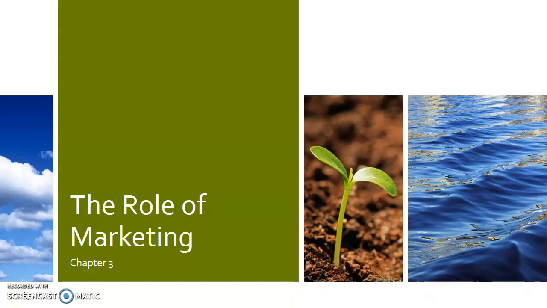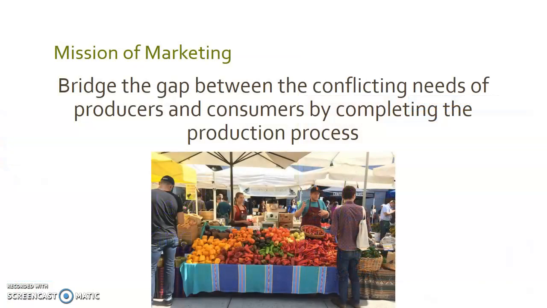when we say marketing. So, first of all, we need to understand that marketing, or the mission of marketing, is to bridge the gap between the conflicting needs of producers and consumers by completing the production process. What this means is that producers have one set of needs, consumers have a different set of needs. So, anything that gets us from the producer to the consumer would be considered marketing. Or anything that gets us from a seed to a plate would be considered marketing.